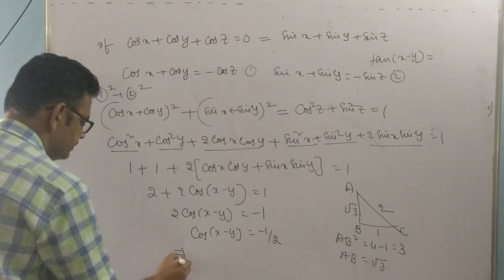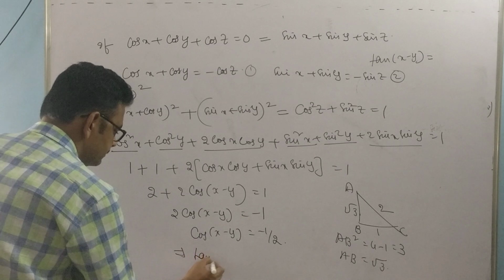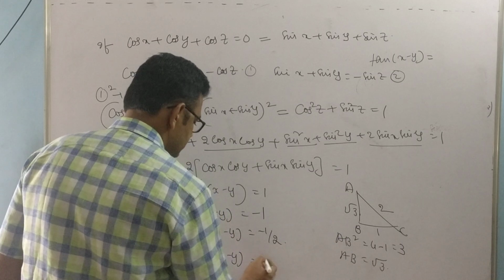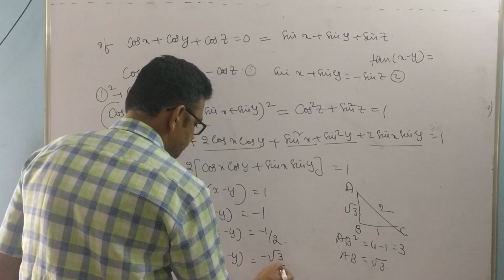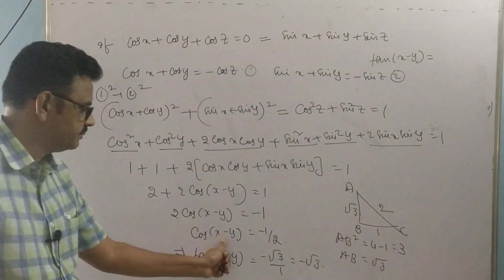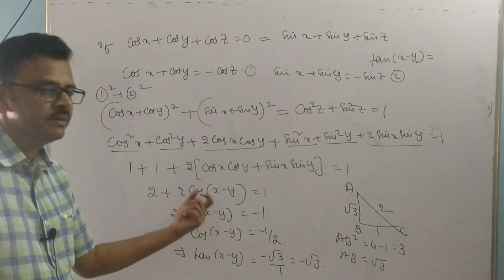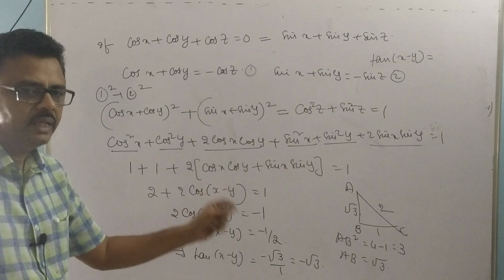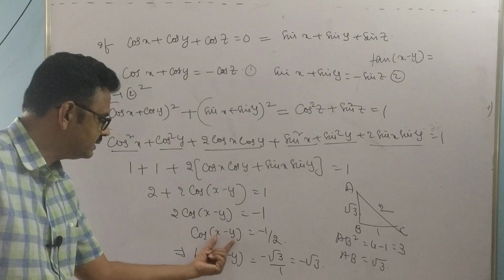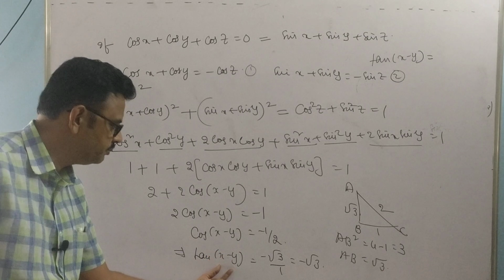Now we have to calculate the value of tan of x minus y, which is minus root 3 by 1, that is minus root 3, because cos is negative. Cos negative means x minus y lies in either the second quadrant or the third quadrant. If x minus y lies in the second quadrant, tan becomes negative. If x minus y lies in the third quadrant, tan becomes positive.